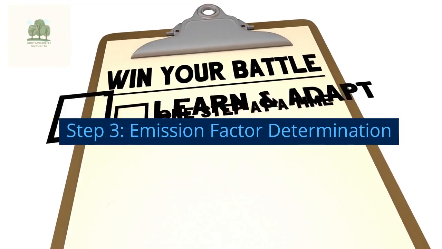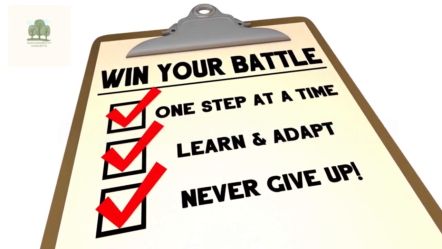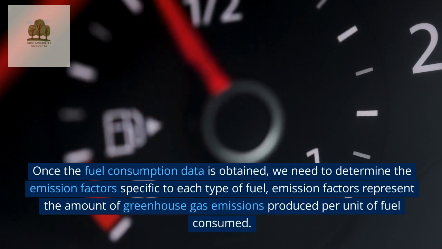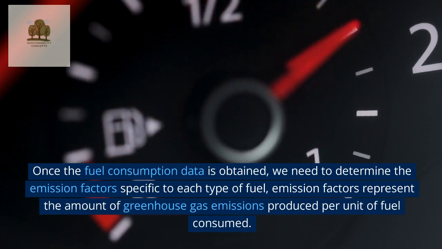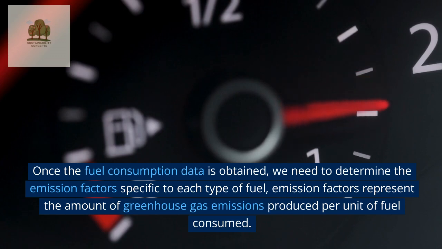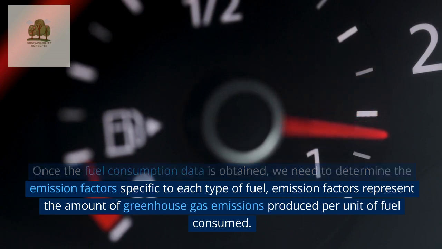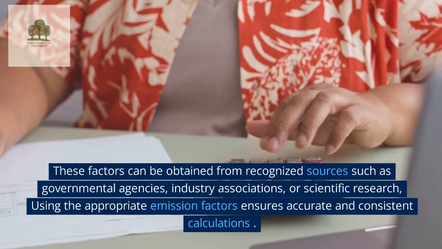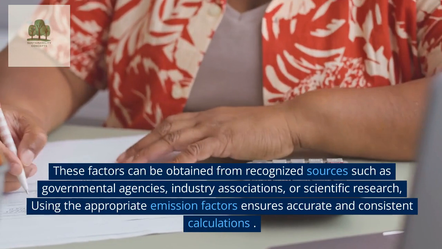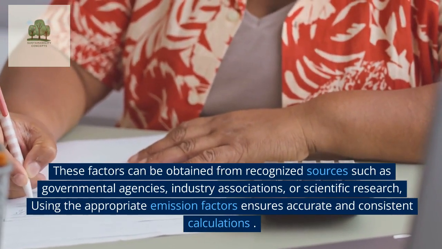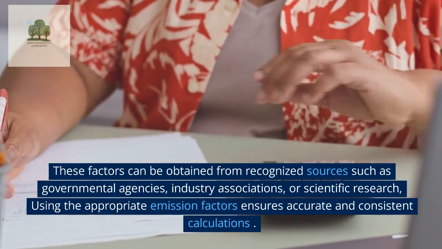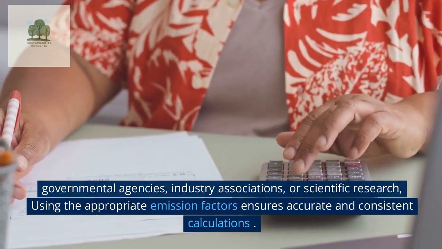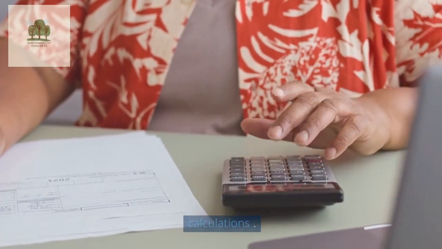Step 3. Emission factor determination. Once the fuel consumption data is obtained, we need to determine the emission factors specific to each type of fuel. Emission factors represent the amount of greenhouse gas emissions produced per unit of fuel consumed. These factors can be obtained from recognized sources such as governmental agencies, industry associations, or scientific research. Using the appropriate emission factors ensures accurate and consistent calculations.